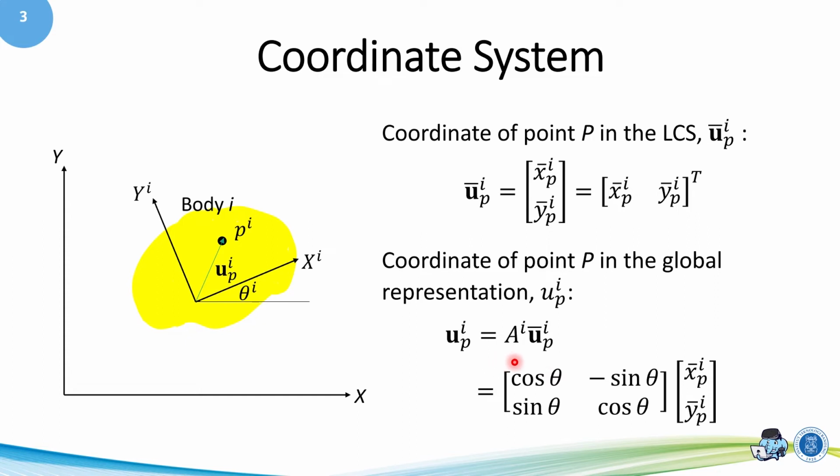Ai here is the rotation matrix, and ūpi is the coordinate of the point P in the local coordinate system. The rotation matrix is cos theta, minus sin theta; sin theta, cos theta. And ūpi, as you can see here, is x̄pi and ȳpi.